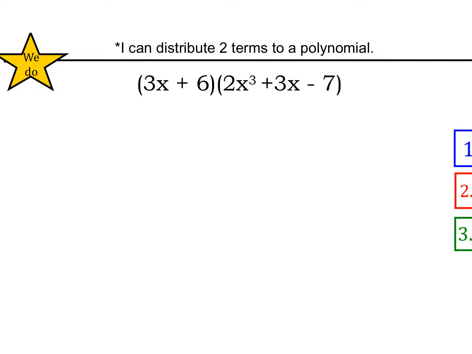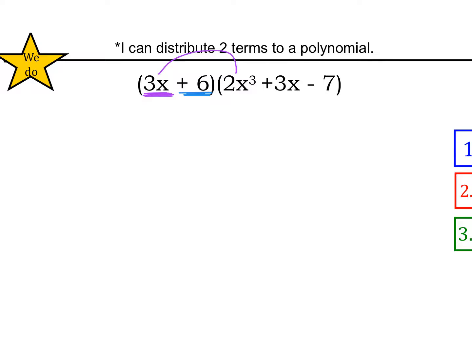All right, so in this one, I'd like you to identify what needs to be distributed and what needs to be distributed to. So hopefully you saw that 3x needs to be distributed and a positive 6 needs to be distributed. And when I ask what needs to be distributed to, each one of these terms needs to get the 3x and each one needs the 6. So let's go ahead and do that now.